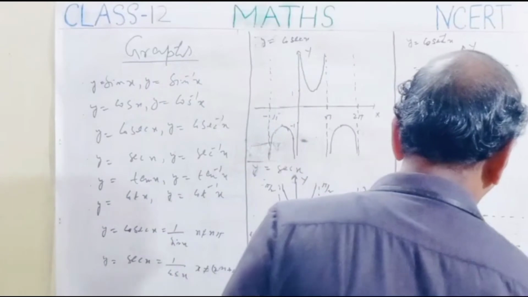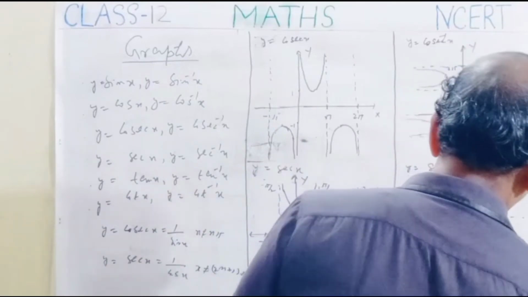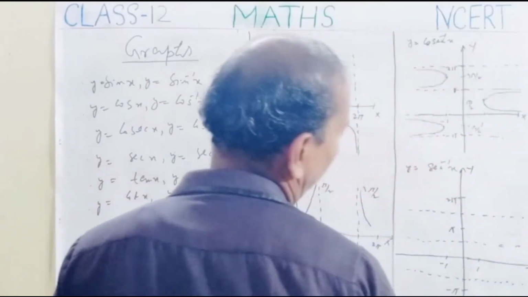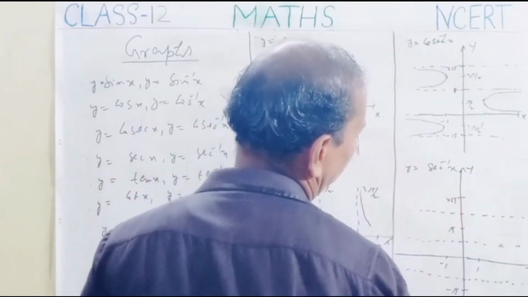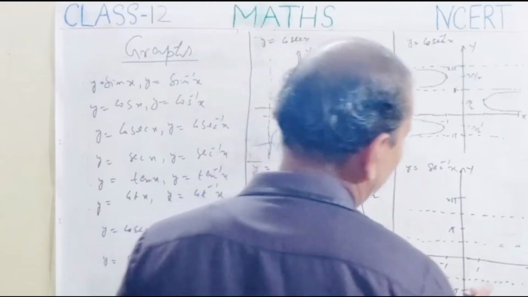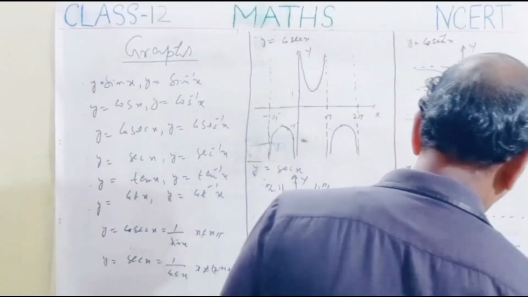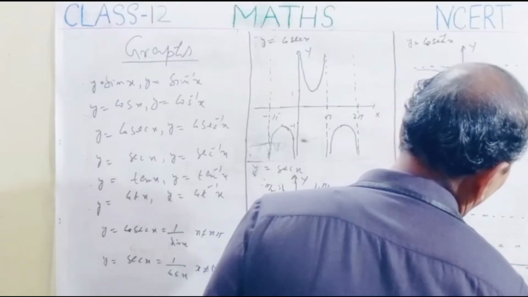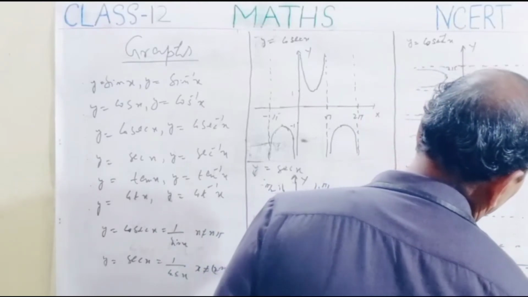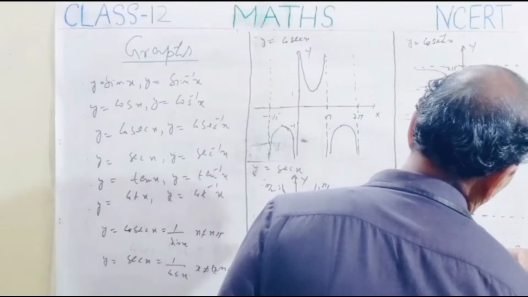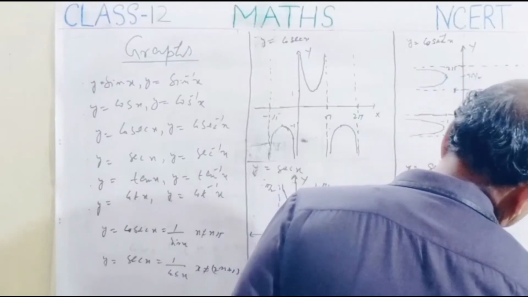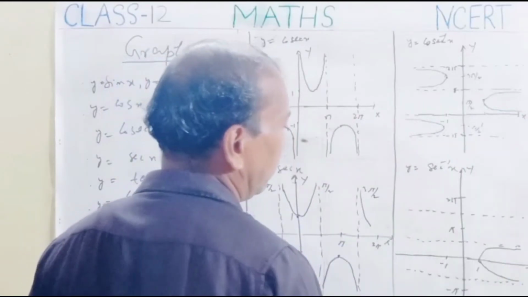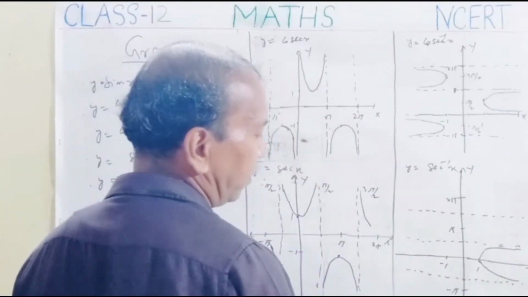So what is the value here? See, this is my x-axis and this is the y-axis. If you put x is equal to 0, this point is 1. It is not defined for minus pi by 2 and pi by 2. So their graph will be something like this. This line shows that that point is at infinity.